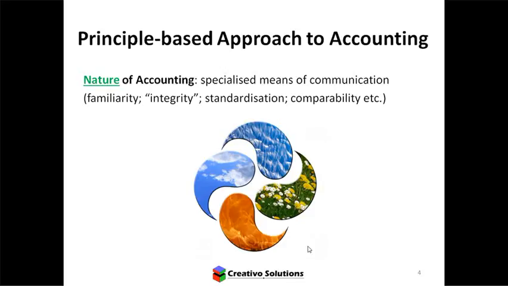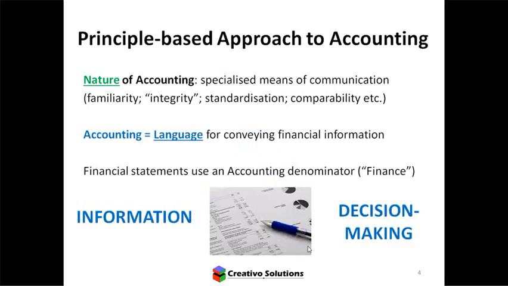That's important. So with the nature of accounting, it's a specialized means of communication. So what's actually happening is you're learning a language. If we had to define accounting, you could define it as a language for conveying financial information. Why? Well, we spoke about transactions. All transactions are going to affect the business in some way. Transactions could be positive or negative for an organization. We need to understand which transactions affect the business and how they affect the business. And that's why we're learning this language.